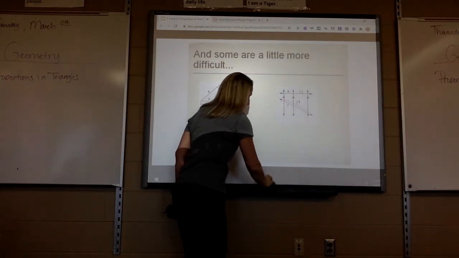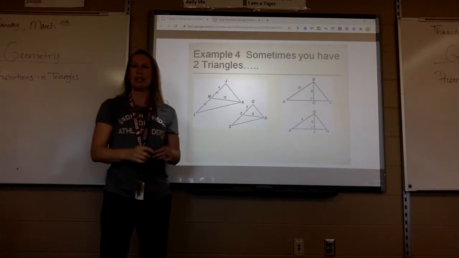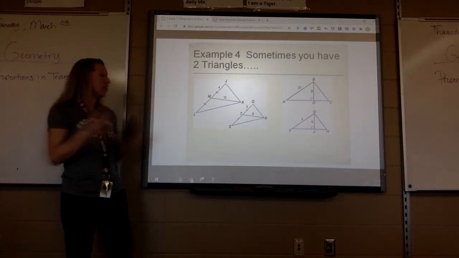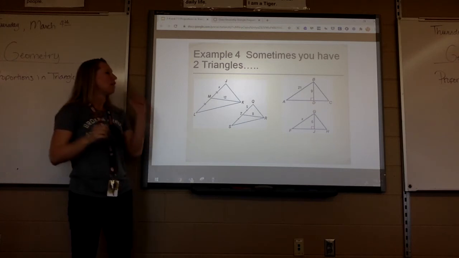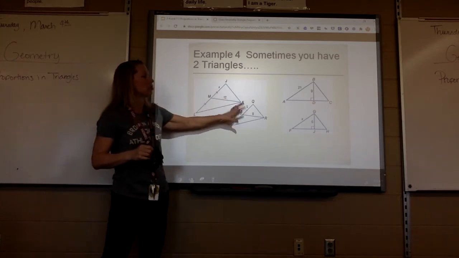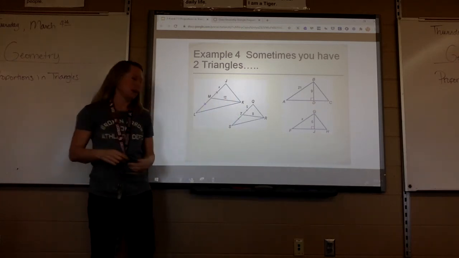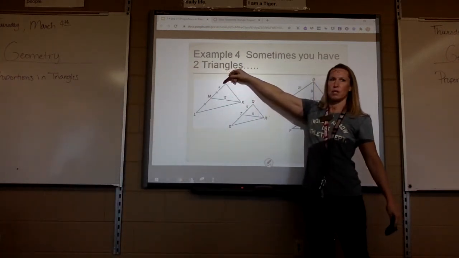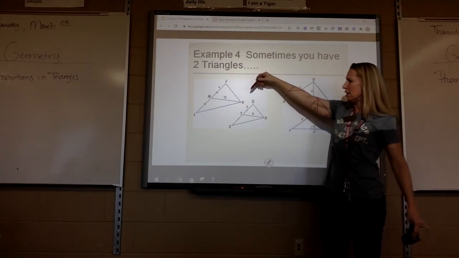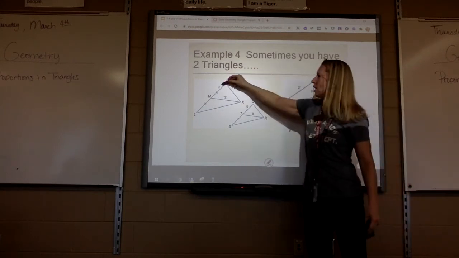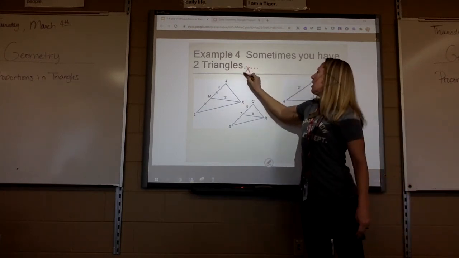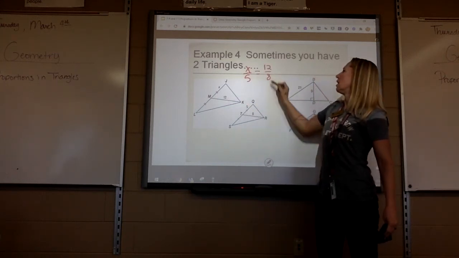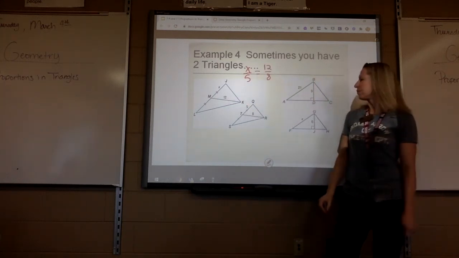How do you feel about these proportions? Are they easier? Yeah. I think you could see them better. You will have a few problems where you've got 2 separate triangles just like we've been doing. So, like x on this triangle would correspond to what on the other? 5. Do you guys see that? So x over 5, and then 12 corresponds with 8, and then you cross multiply.